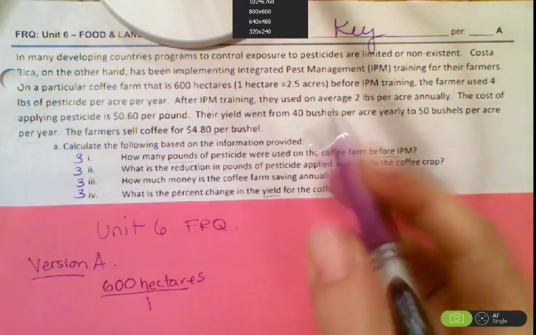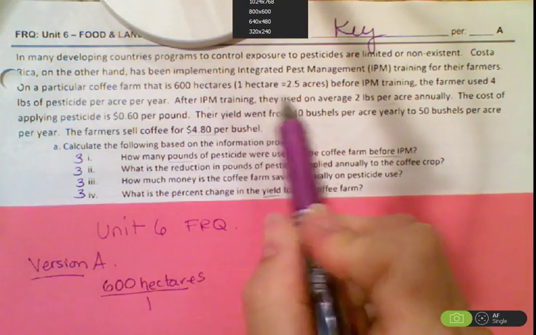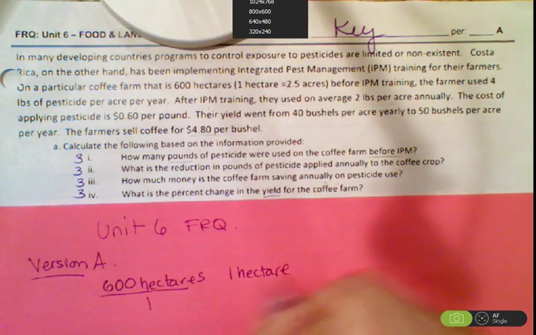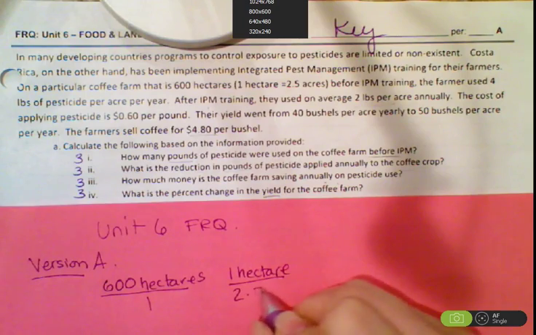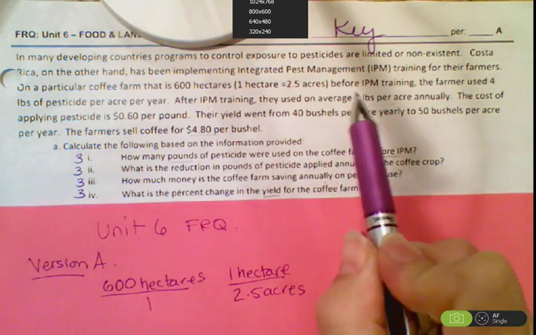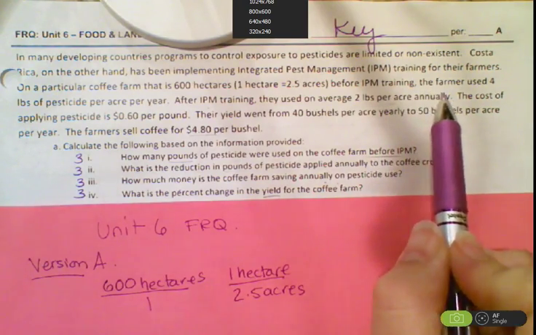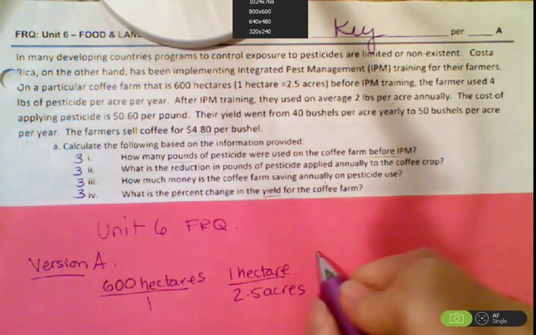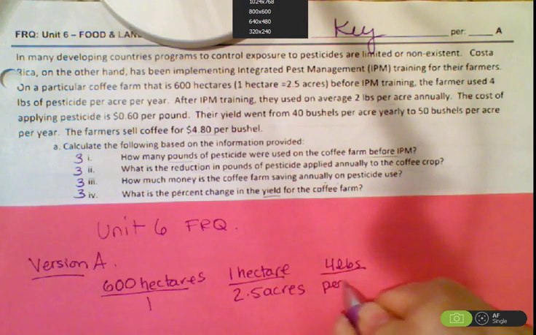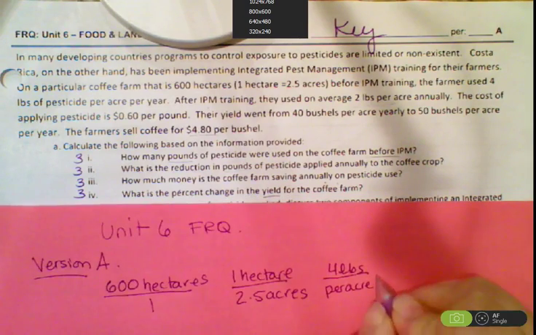Okay, one. Ooh, and there's going to be another card. Boom, right off the bat. We know 1 hectare is equal to 2.5 acres. Before planting, the farmer used 4 pounds of pesticides per acre per year. He used 4 pounds of pesticides per acre a year.